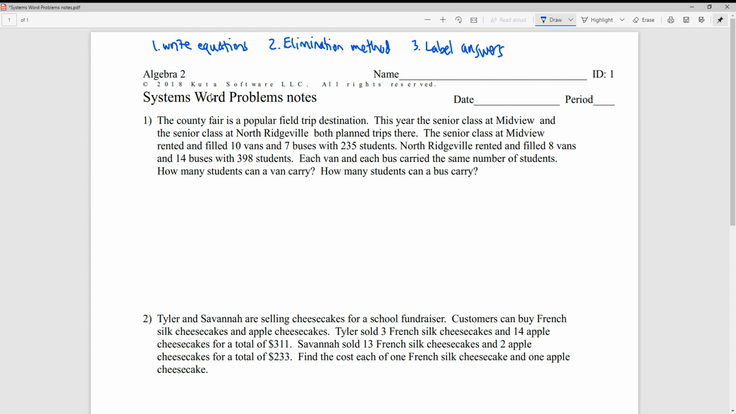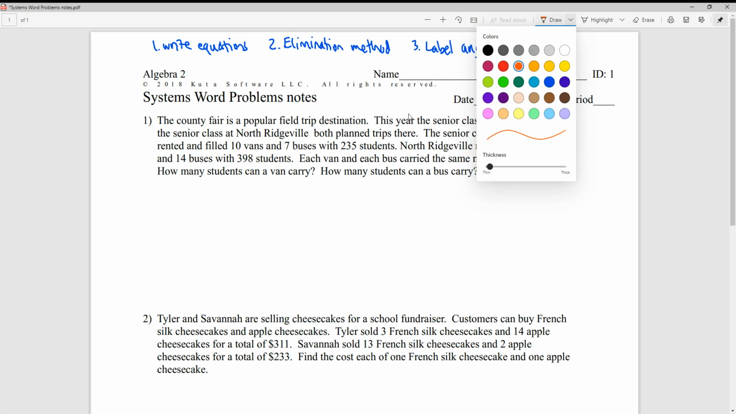From there, I will just go ahead and tell you the best way to solve these is going to be the elimination method, which we talked about in the last video. And then last but not least, usually we've been writing our answers as ordered pairs, but since this is a word problem, instead of writing our answers as an ordered pair, we are going to label our answers with what x means and what y means. Let's take a look at this first example.